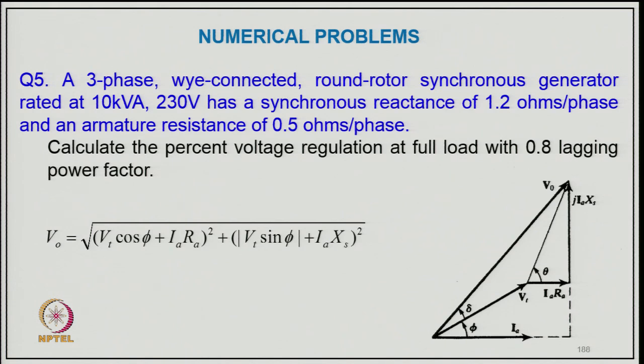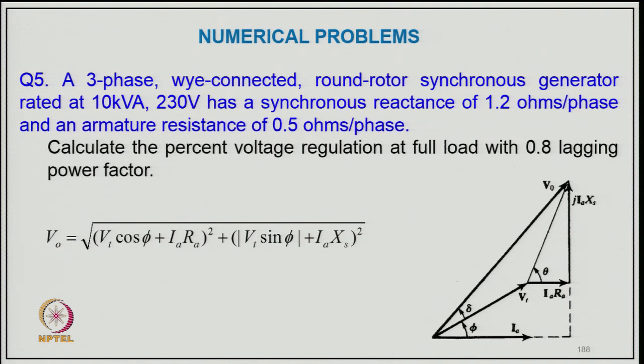Now, coming to another example, a 3 phase star connected round rotor synchronous generator rated at 10 kVA 230 volt has a synchronous reactance of 1.2 ohm per phase and armature resistance of 0.5 ohm per phase. Calculate the percent voltage regulation at full load of 0.8 lagging power factor.